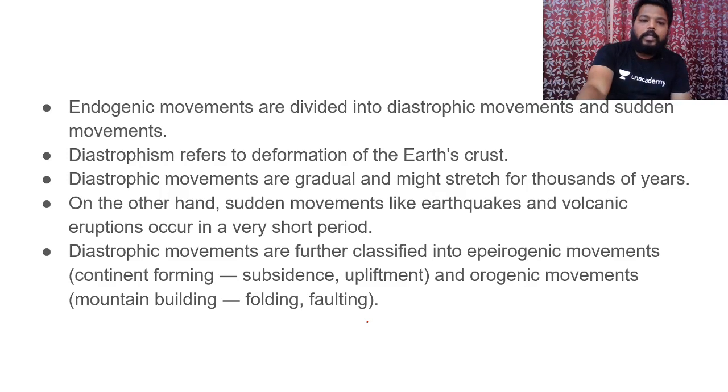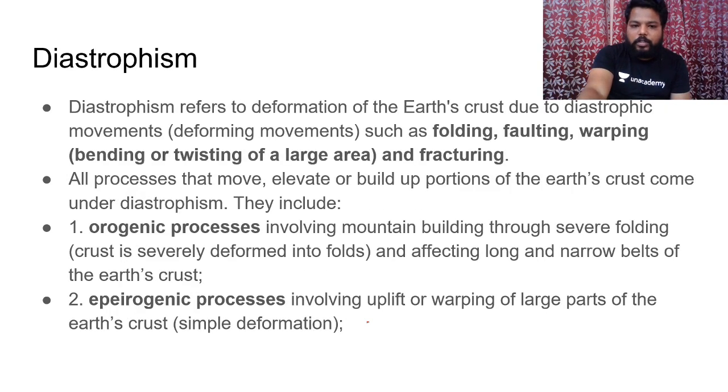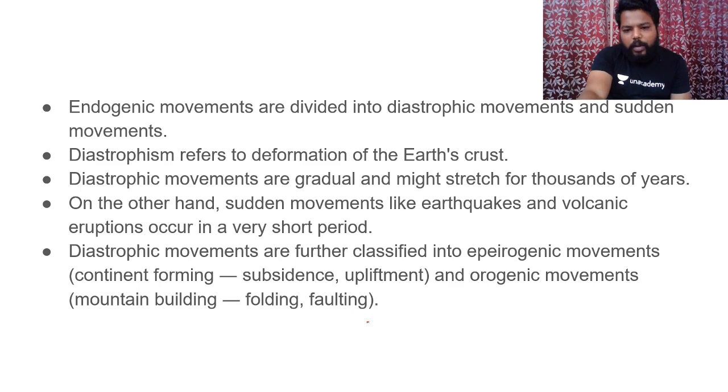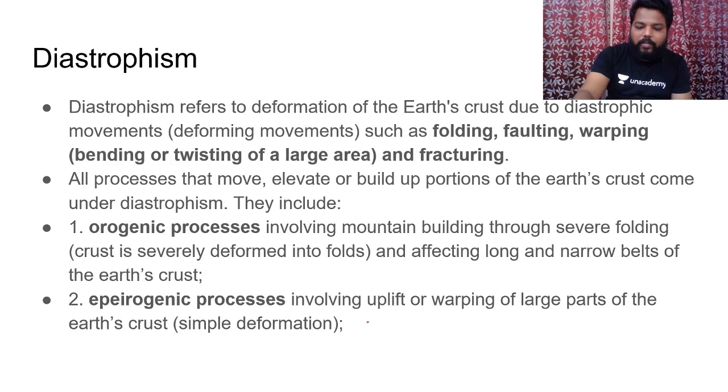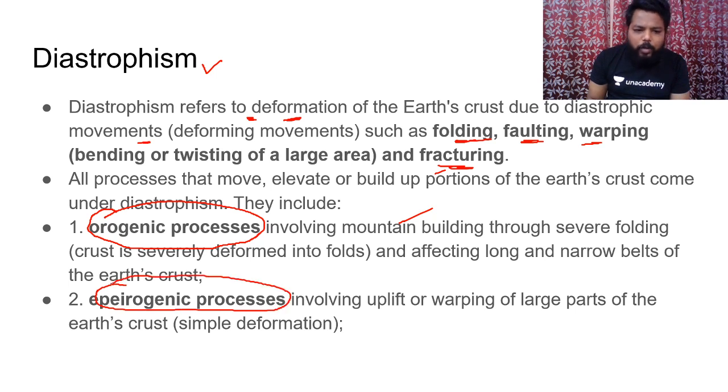Clear? So as endogenic, I have given few statements, please make a pause over here later on and try to see what these actually are. Clear? So if you see, like classification, I have said about the diastrophic forces, right? So diastrophic forces refer to deformation of the Earth's crust due to the diastrophic movements such as folding, faulting, warping, and fracturing. What are the differences associated with that? I'll be showing you. But these diastrophic forces, as I have said, can be derived as orogenic process and epirogenic process. Please do remember this.